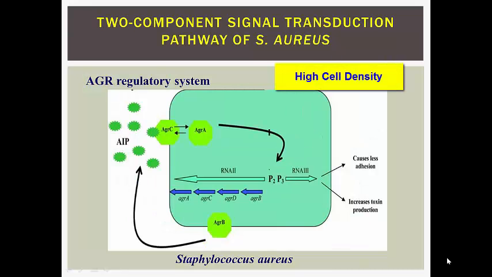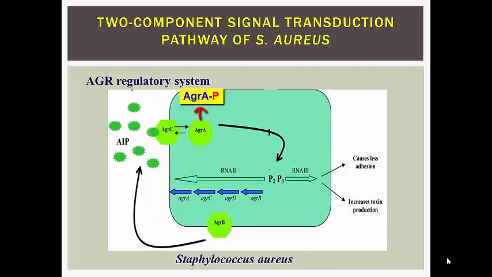At high cell density, Staphylococcus aureus cells produce the signaling molecule AIP at high concentrations. The AIP binds to the sensor kinase AgrC and stimulates autophosphorylation. The phosphoryl group from AgrC is passed to the cytoplasmic response regulator AgrA, which becomes phosphorylated.